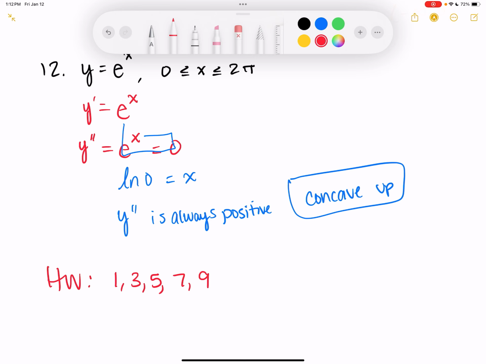I like this. I feel like we're progressively getting easier. We started out with the hard stuff, and it's gotten a little easier. But we'll wrap up this section on Tuesday.